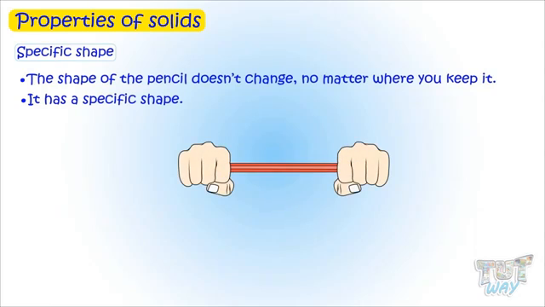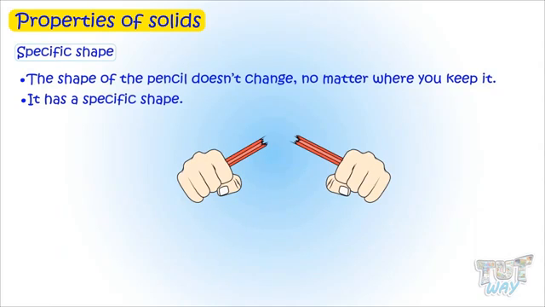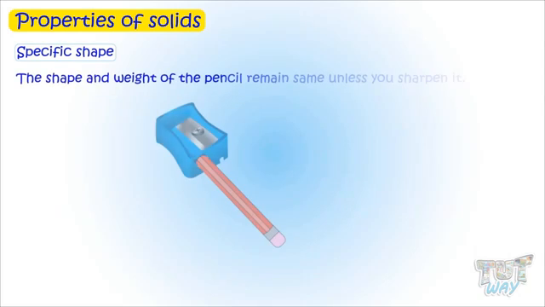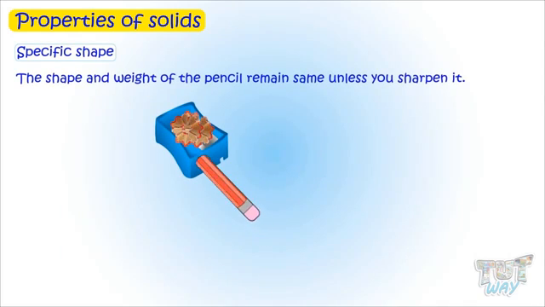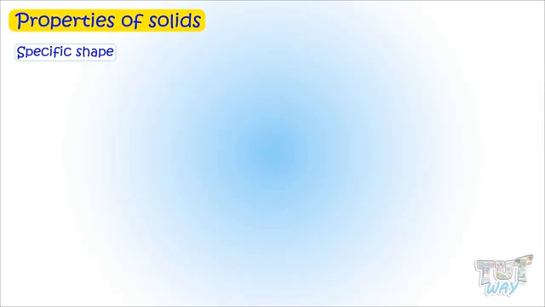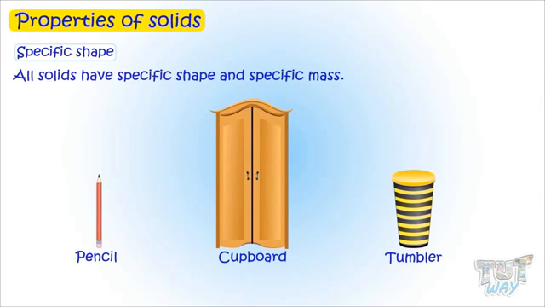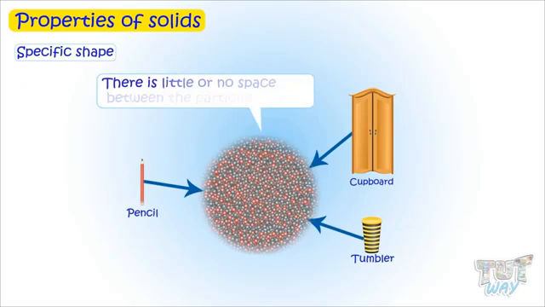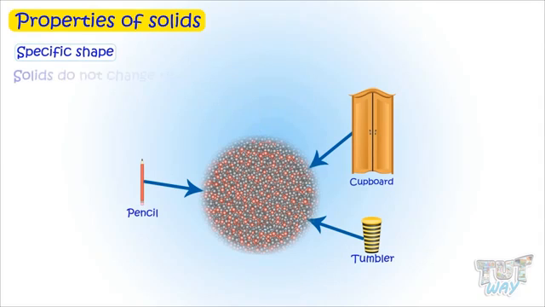It will not change its shape unless you apply some force to it. That is, if you sharpen it, it will become smaller. But otherwise, its shape doesn't change no matter where you keep it. Similarly, all solids have specific shape and specific mass. There is little or no space between particles of solids. And the particles just cannot move, so that is why solids do not change their shape on their own.